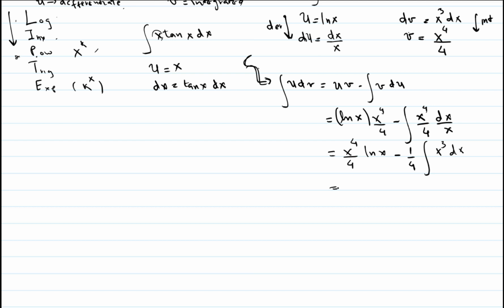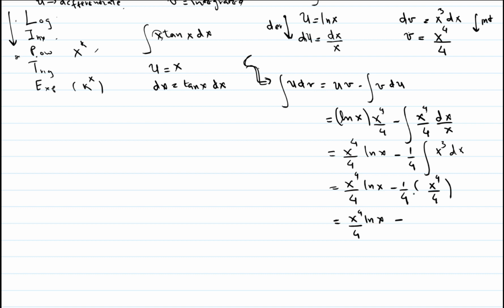Fine, and this is going to give us x raised to 4 divided by 4 natural log of x minus 1 by 4 into integral of x raised to 3. This again is the power rule, so this is going to give us what? This is going to give us x raised to 4 divided by 4. Fine, this is a case of an indefinite integral, which means we need to have a constant c, but I'll just put the constant c in the end.